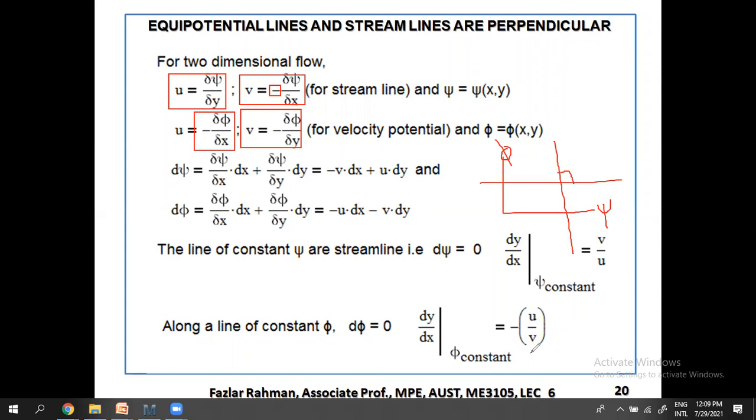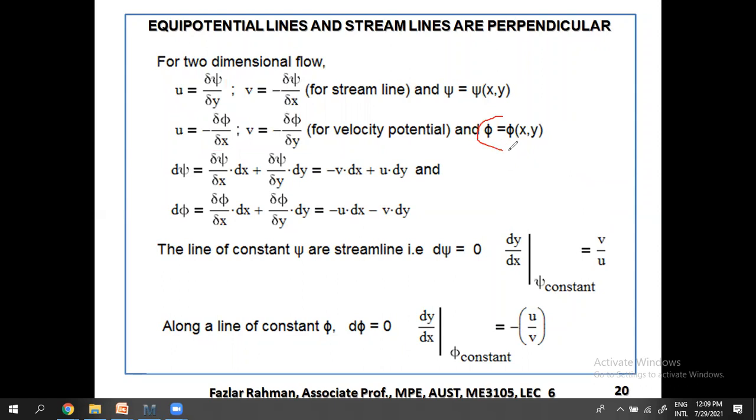Now you see this one, we can take the derivative. So d phi will be del phi by del x into dx plus del phi by del y into dy, right? Because del phi by del x equal to minus u, so minus u into dx. And del phi by del y equal to minus v. So we are getting this one, d phi.